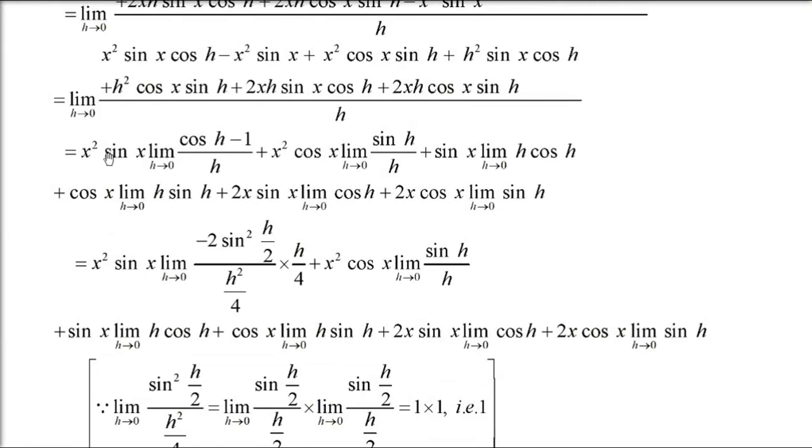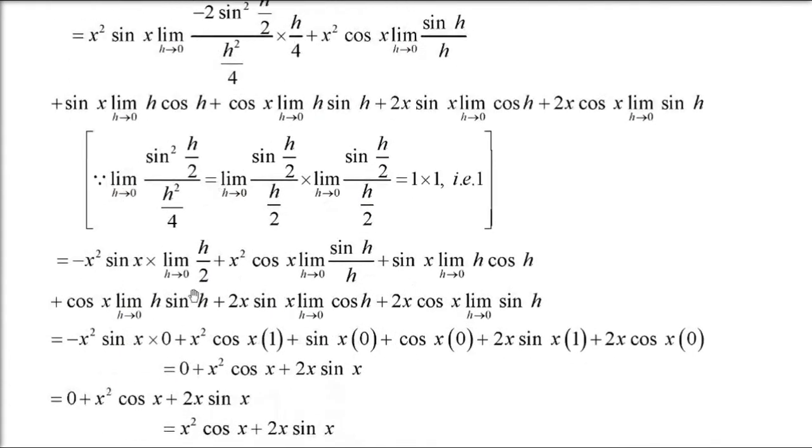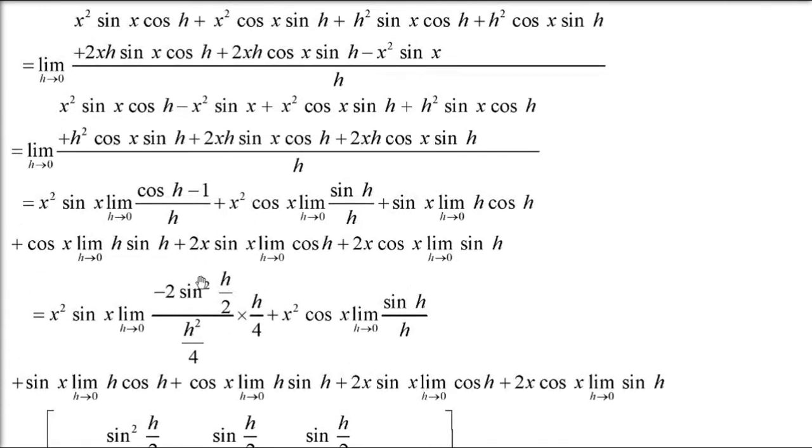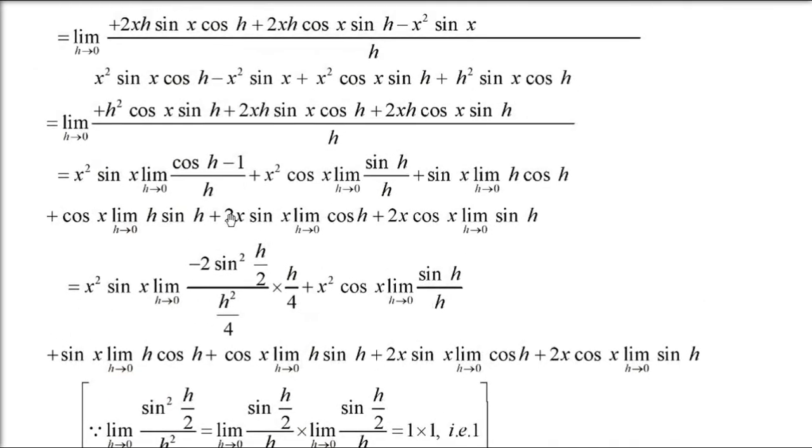We already done this. So this is 0, right? Why? 2 sin square h by 2, and you have h square by 4. So you are including h by 4. So this term will be 1, and h is already we have included. So all the terms will be 0 because h is 0. This is 0. Now coming to the second term. Now all the terms which are coming, just see. We'll deal one by one.